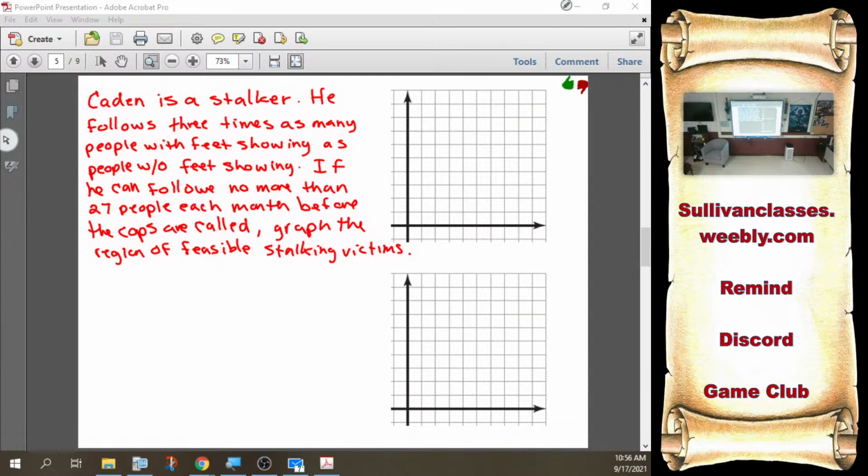I hear some people arguing about this part. No, the total is 27. Not if. So in a month, that's what this is about. This is about the number of people Caden is stalking in a month.